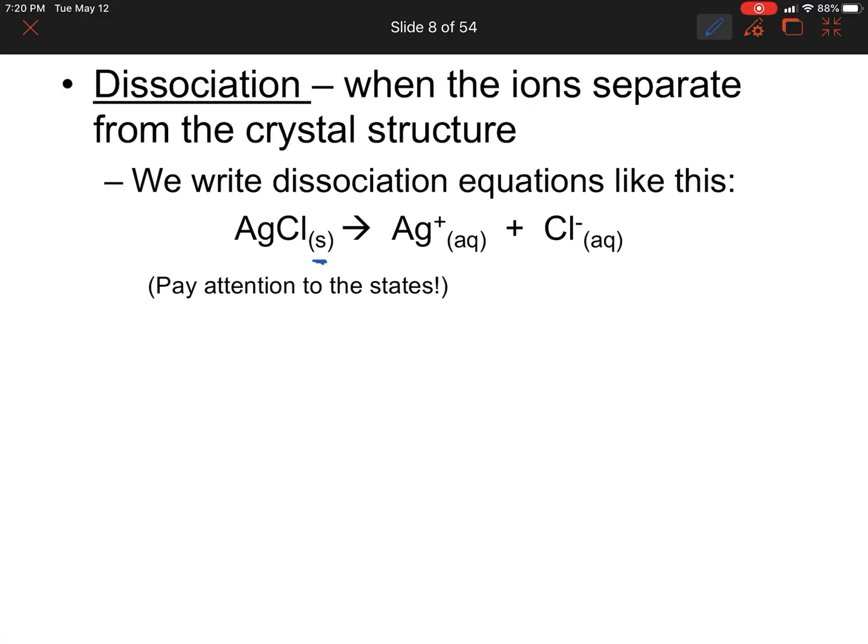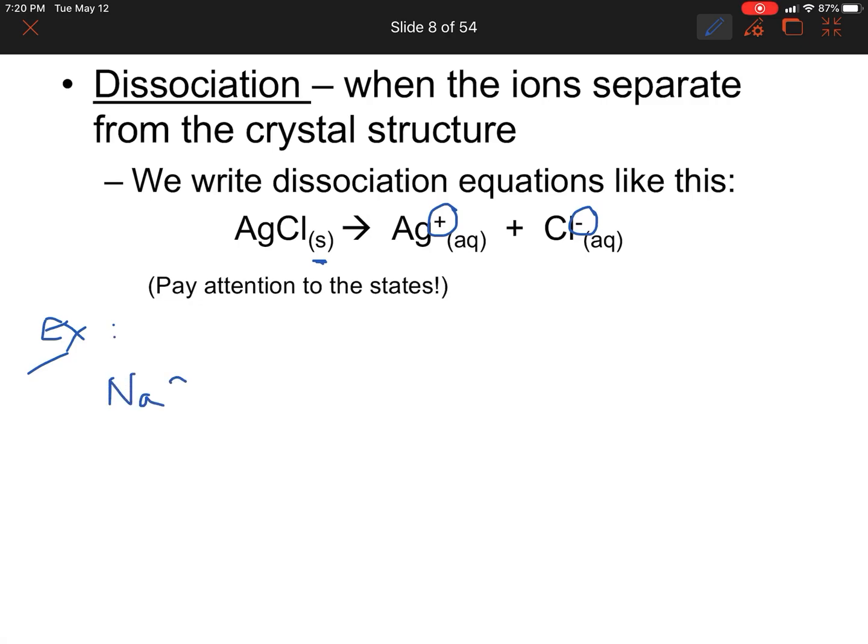So breaking apart, or ionizing, dissociating, those things all mean the same thing, into their ions. So again, do not forget the charges. Those charges are very important, okay? You can't leave them off. So let's work through another example here.